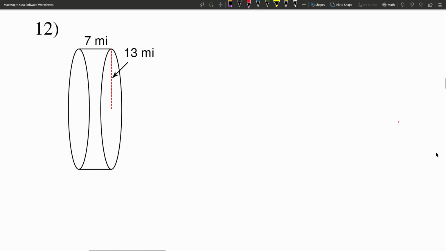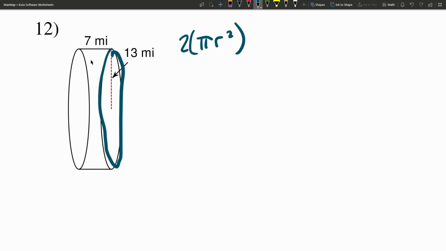For number 12, we're working with a new figure that we haven't worked on for this worksheet, and that's a cylinder. So we need to calculate the area of the base, which is a circle, and that occurs twice. So we have 2 times pi r squared, and again, that's the area of one base. Multiply that by 2 to get the area of both of those bases.